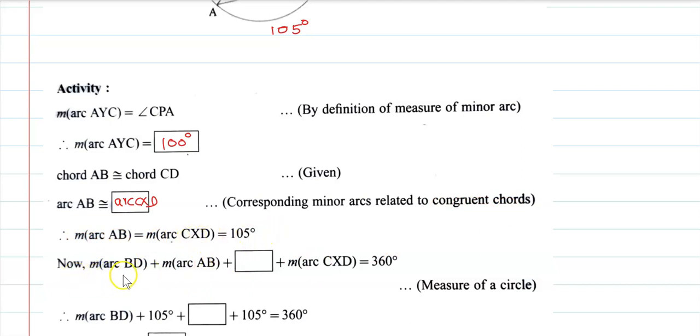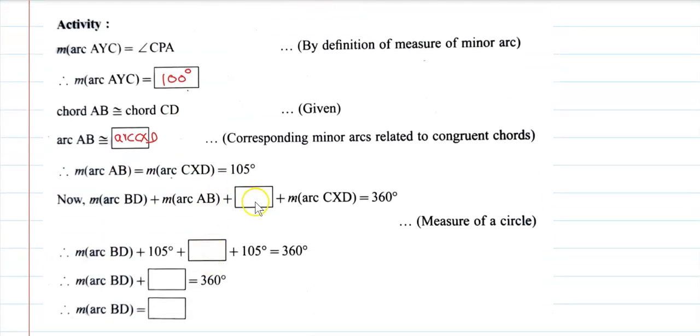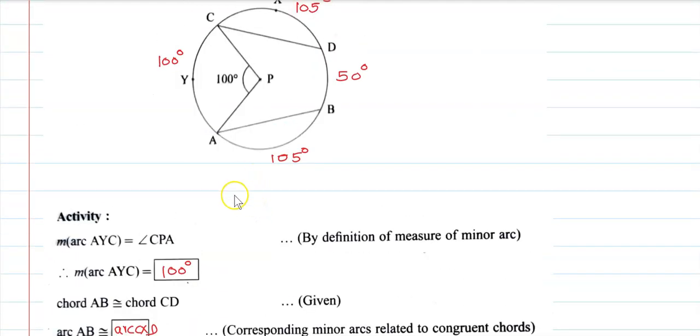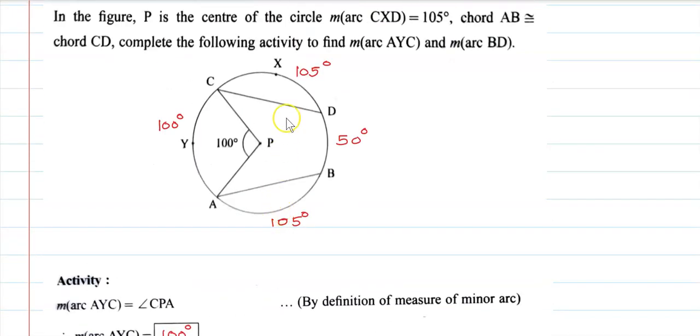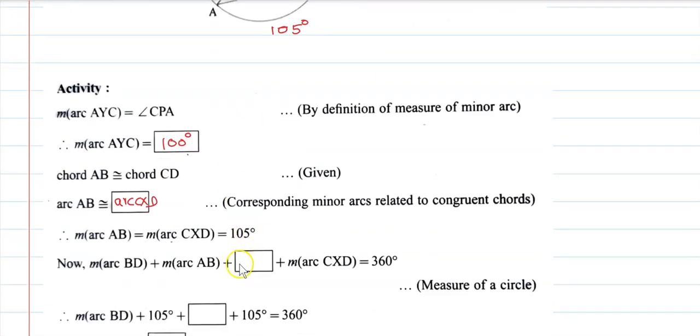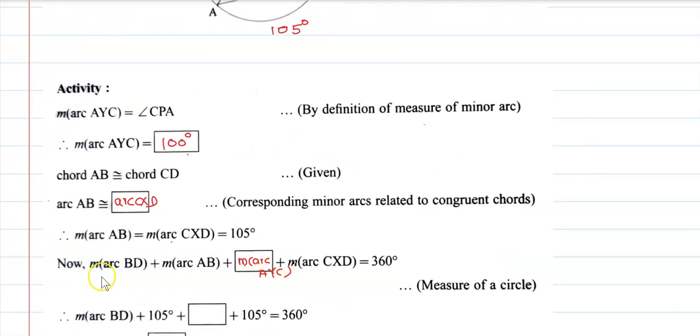Now the measure of arc BD plus measure of arc AB plus measure of arc CXD, which is remaining now, plus measure of arc AYC is equal to 360.